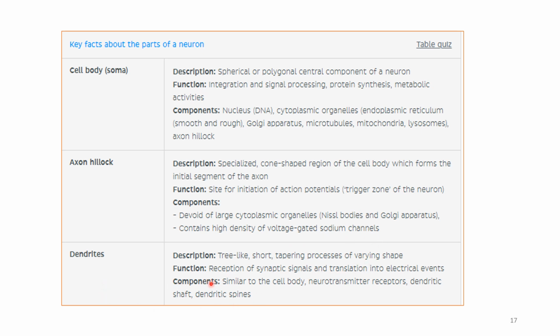Now coming to the dendrites, they are tree-like, short and tapering processes of varying shape. What is the function? They receive the synaptic signals and translate them into electrical events. The components are similar to the cell body. That is, it also has cell organelles and neurotransmitter receptors, and it has dendritic spines and shafts.